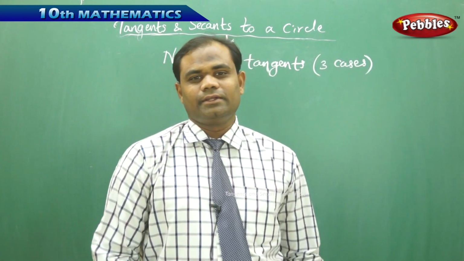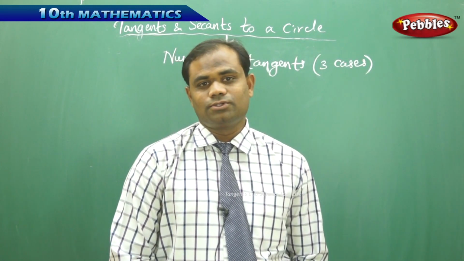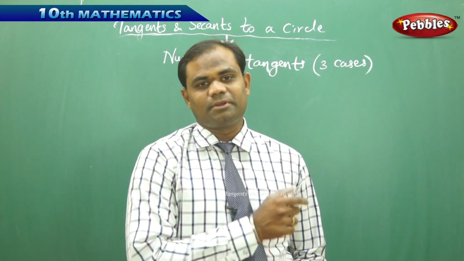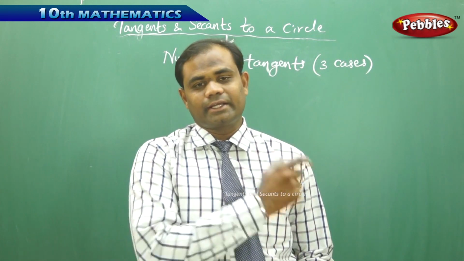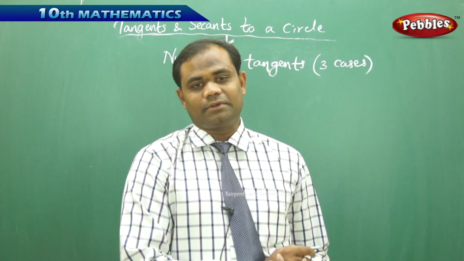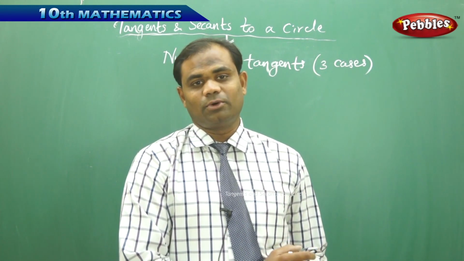Now let's see the number of tangents which can be drawn to a circle. As we have seen in the previous case that when I take an external point, we have got the length of tangent from the point of contact.